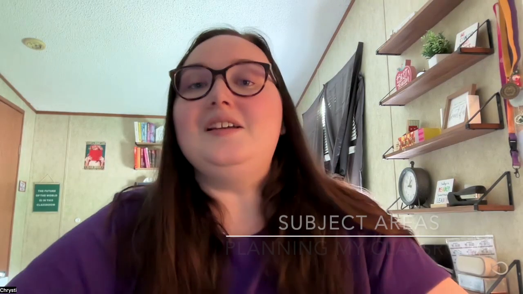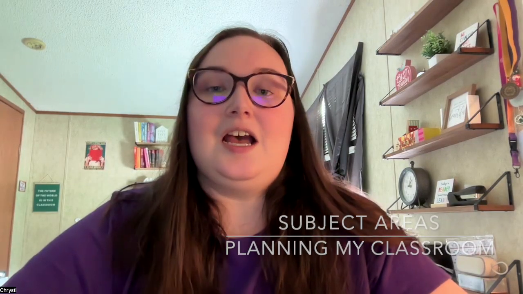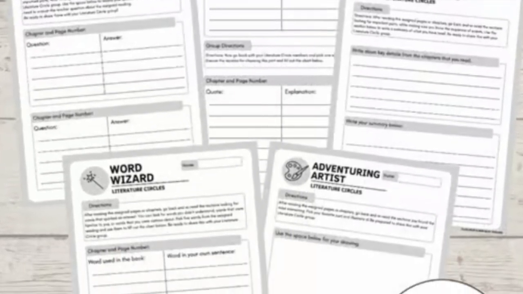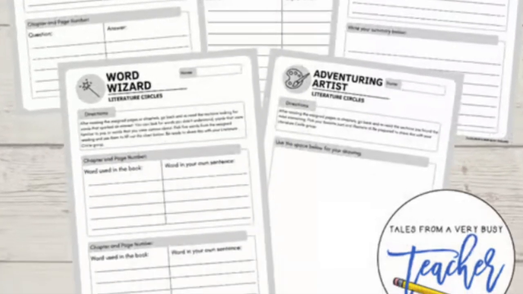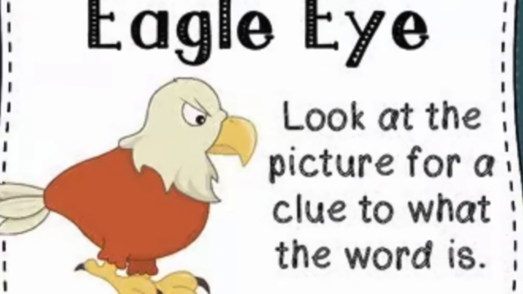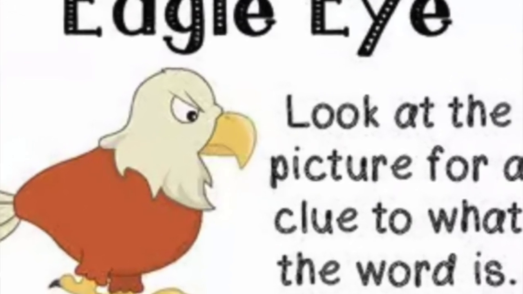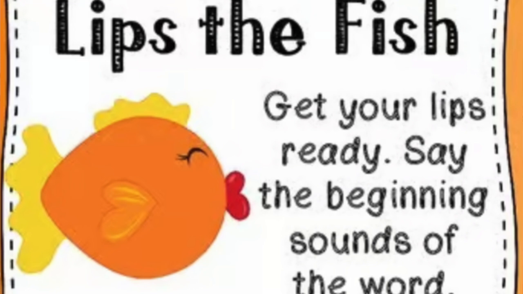So now we have some subject areas. The first is a free literature circles printables. This is great for when you're doing reading circles and you give students a particular job so they're interactive with their book and their group. This is a free reading decoding strategy posters to really help students build on phonics skills that they have learned, and it really has cute sayings that go along with each of them.